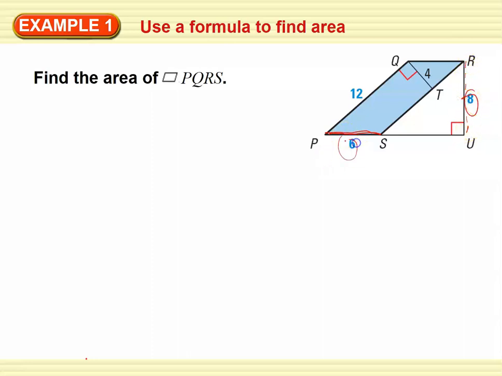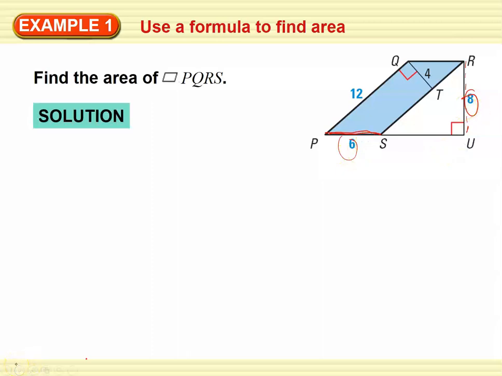The 6 is still the base. Just because I have to draw my height down from R way down over here doesn't mean that this length over here becomes part of my base. It's still not part of the base. So your base in this case is 6, your height is 8.